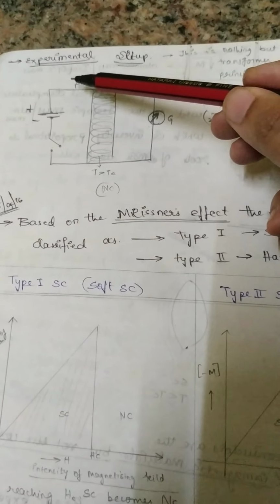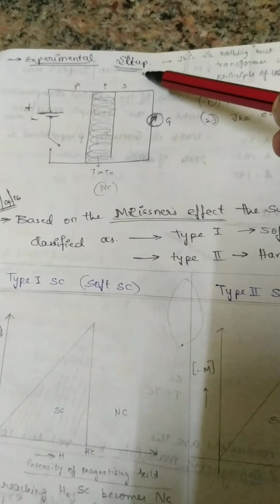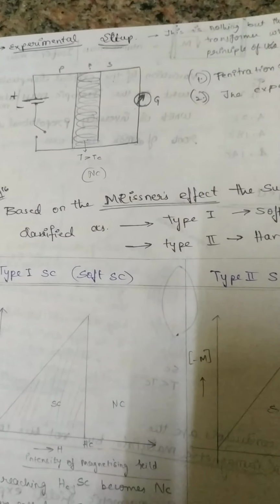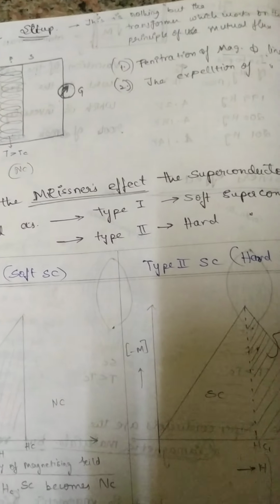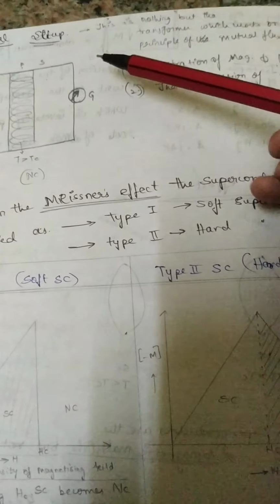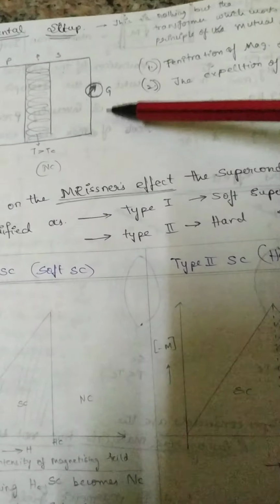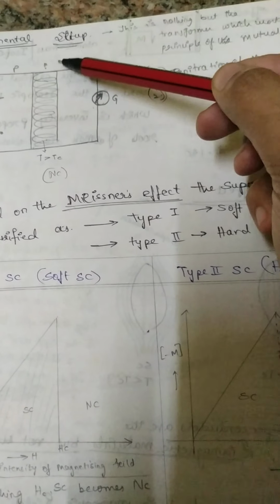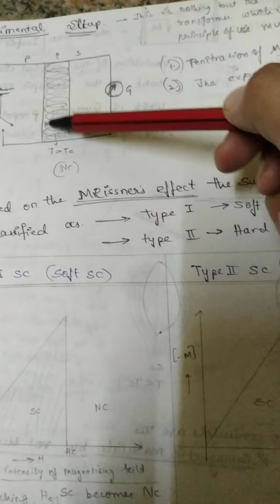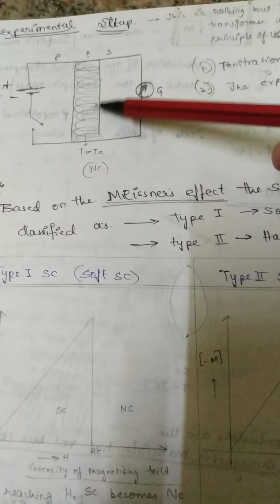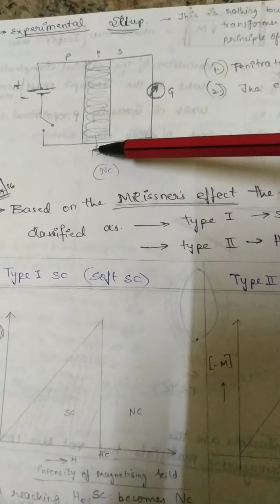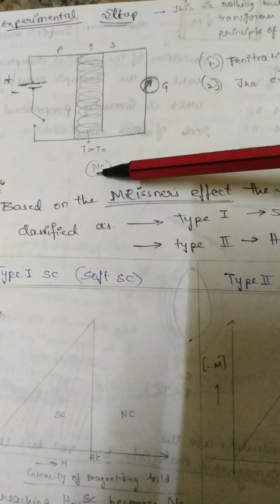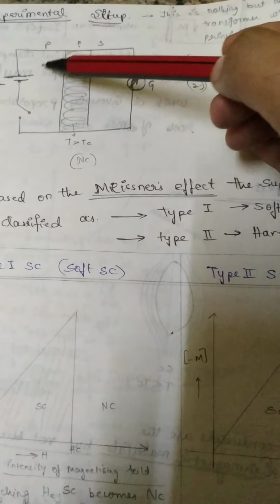Now let us see the experimental setup wherein we are taking a transformer which works on the principle of mutual flux or mutual induction, connected to a galvanometer. Here we have a primary and a secondary, and in between them we have a diamagnetic material with T greater than Tc, which is a normal conductor.